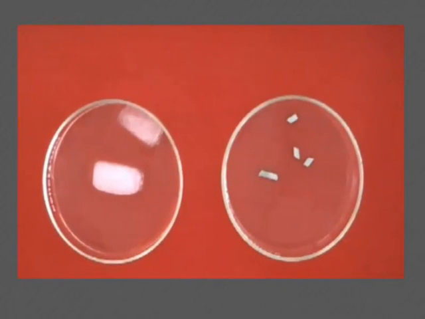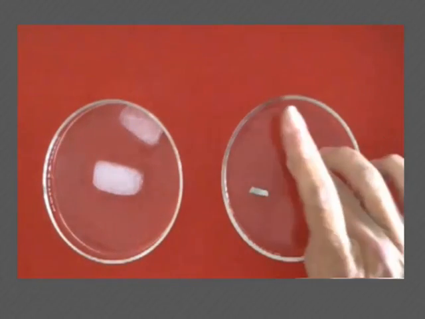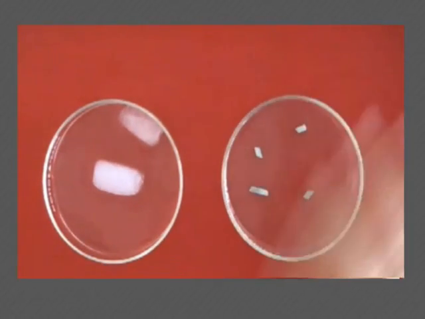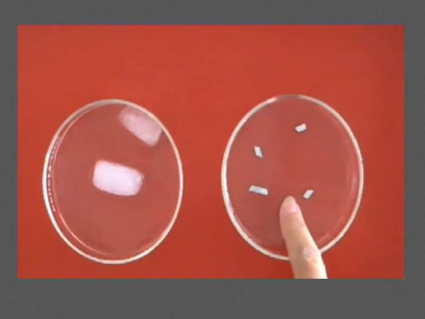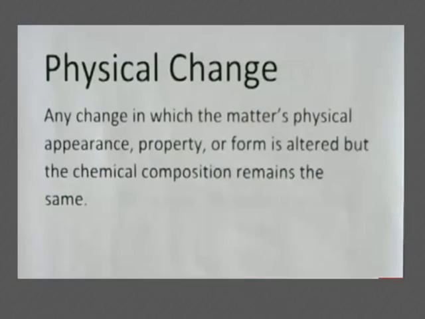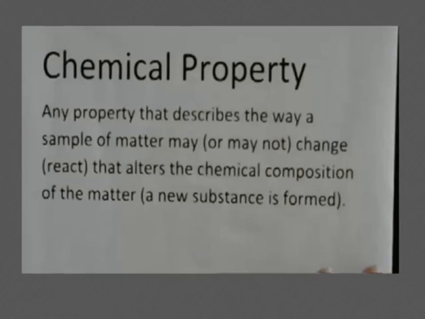So the physical appearance or a physical property has changed, but I haven't changed the chemical identity of the material. I still have magnesium. I may have changed its shape, its individual mass or the individual volume of each of these, but it's still magnesium. So what I did here was a physical change, both with the ice turning into liquid water and the magnesium turning into smaller pieces of magnesium. In both cases, the chemical composition was the same.